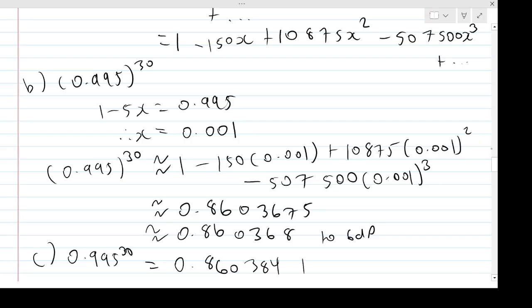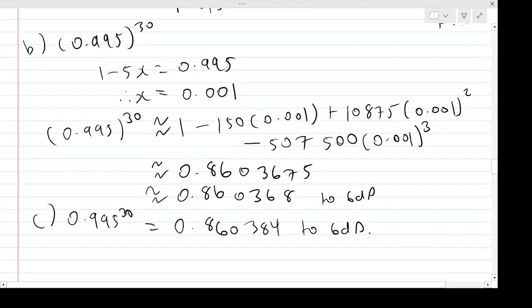0.860384 to 6 dp. There we are. Okay, so again, very, very good approximation then, right? Very, very close together, which makes sense again because x is very, very small. It's very close to 0. So we expect it to be a good approximation.